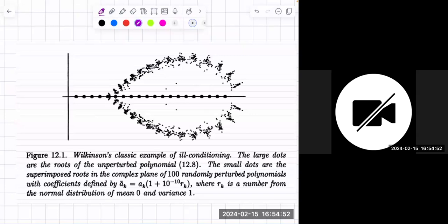Okay, this is the perturbation. And this is the cloud you get out of these roots. Okay, so this thing is more sensitive than you would expect. Now, then you would like to understand, how do I measure that sensitivity?